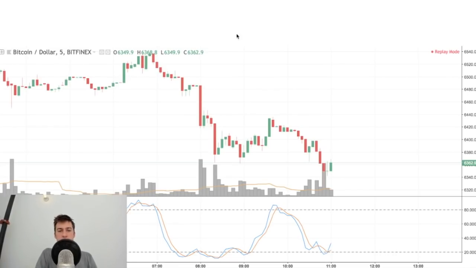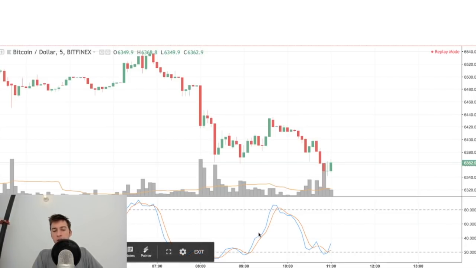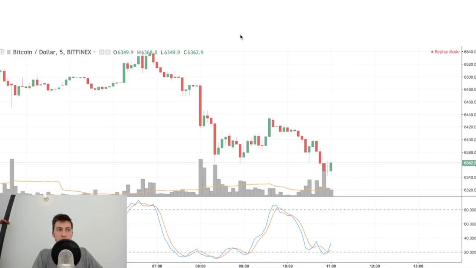All right, so let's get into some actual examples of what this would look like. So what we have here is an example where we had the stochastic go low here and then we had a crossover, so we could have bought in here, but how about this signal here? Looking at candlesticks and looking at volume and the stochastic indicator, would this be a good buy? I'm going to give you guys 3 seconds for this one.